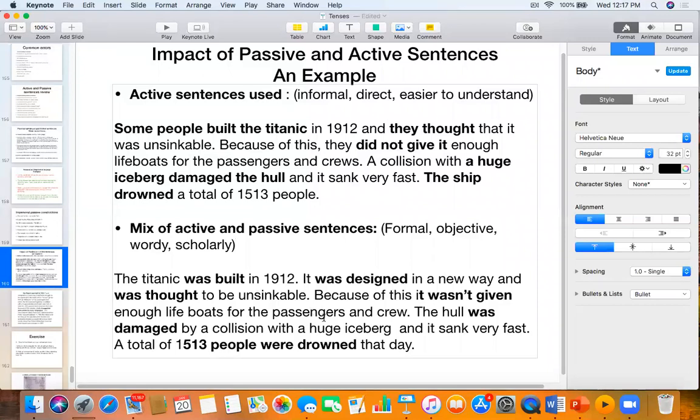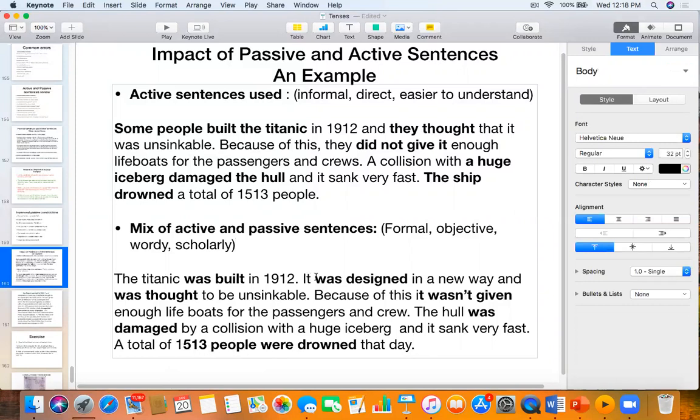The hull was damaged. The front part of the ship was damaged by a collision. The iceberg hit the Titanic, it was damaged and it sank very fast. A total of 1,513 people were drowned that day.